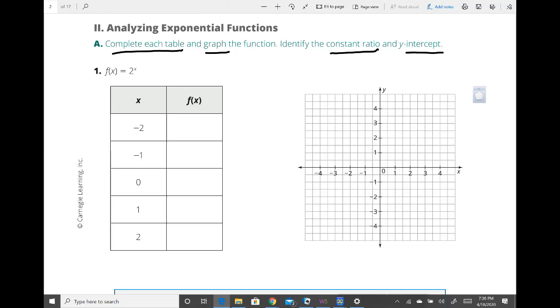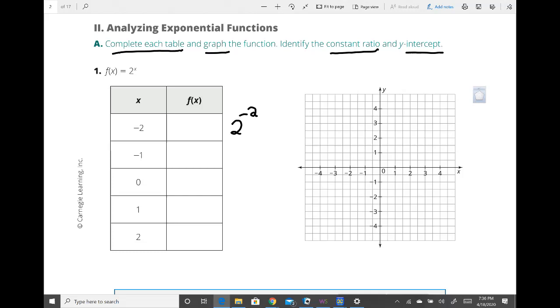Okay, so let's see. We've got f of x equals 2 to the x. Usually we start by choosing some numbers for x, but they've already given us the numbers for x, so all we're doing is plugging those numbers in for the value of x. The first one, I'm going to plug in -2 for x, so I'm going to have 2 to the -2nd power.